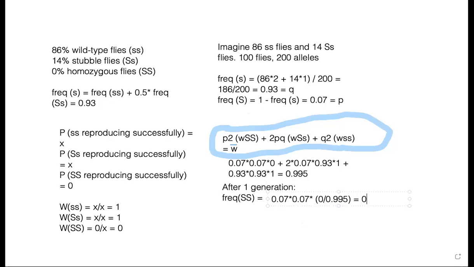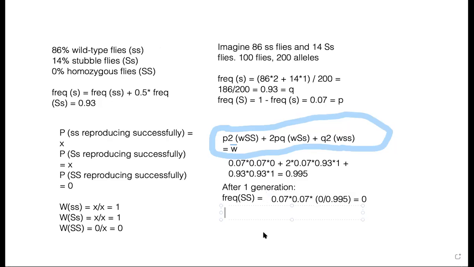And of course, that's going to be equal to 0. It doesn't matter what the other numbers are. 0 divided by anything is still going to be 0. Okay, so the frequency of big S homozygotes in the next generation is 0, because they're all dead, right? Because this is an embryonic lethal.